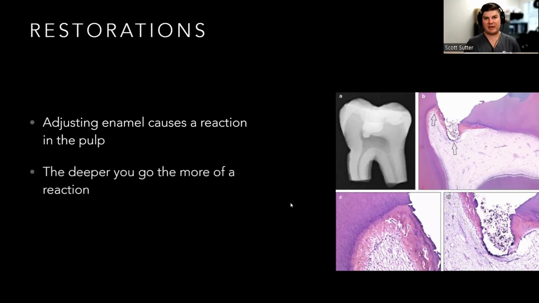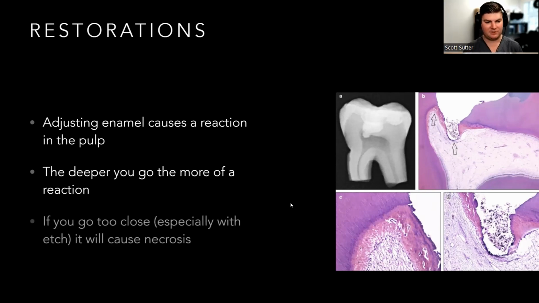It really depends what the restoration is. In general, the deeper you go, the more of a reaction you get. If it's that medium level, it's probably going to be calcification. If it's deeper, it's probably going to be a little bit of necrosis, which sometimes the pulp tissue can respond to and heal. Sometimes it dies, and that's when we get involved. If you go too close, especially with etch, it's going to cause necrosis. And this is the third thing I want you to take away from our lectures, which is etch is terrible for the pulp.